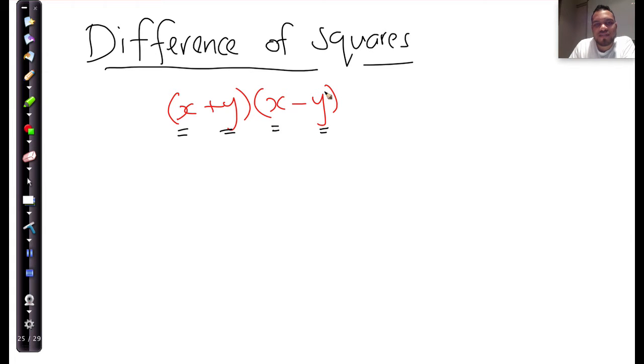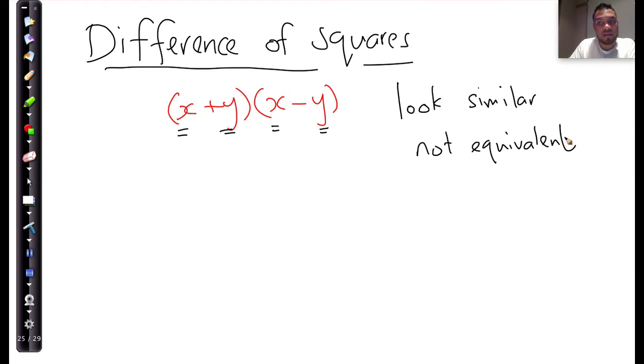So if you study these two brackets, the brackets look similar, but they are not equivalent. They look similar, but they are not equivalent. In other words, this bracket is x plus y, and this bracket over here is x minus y.